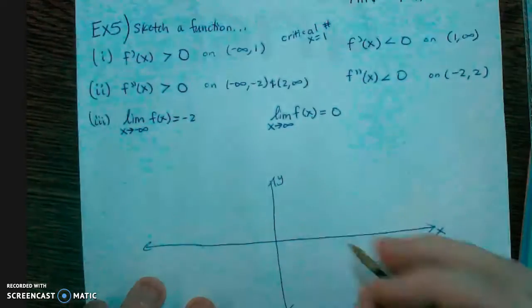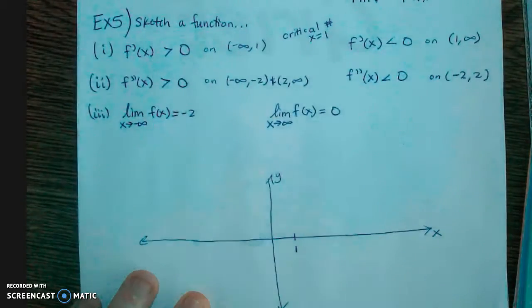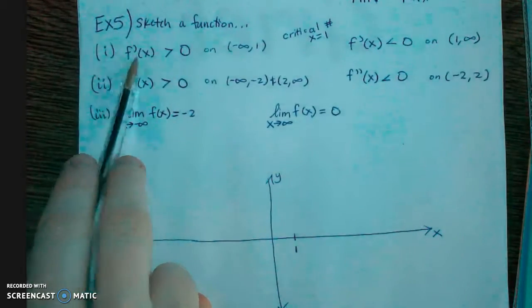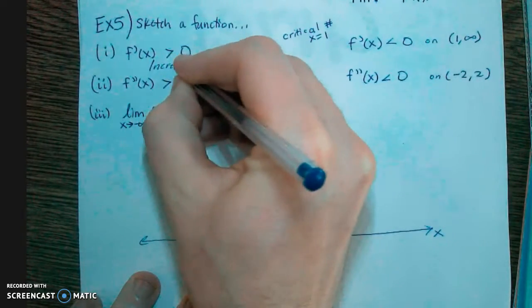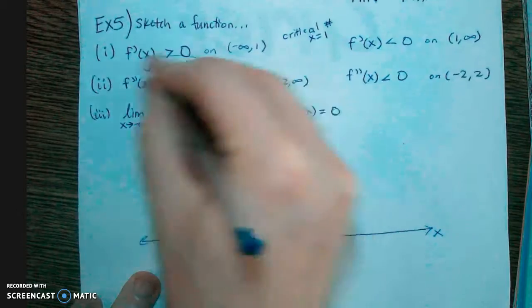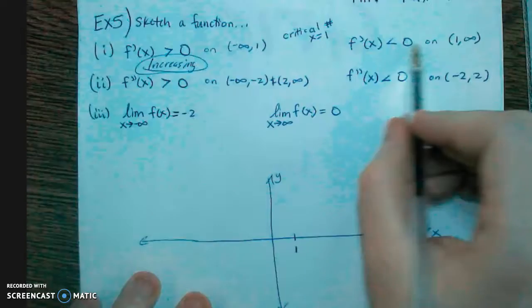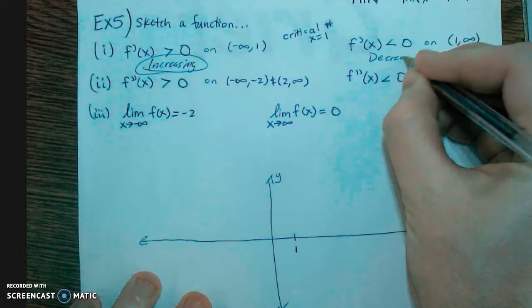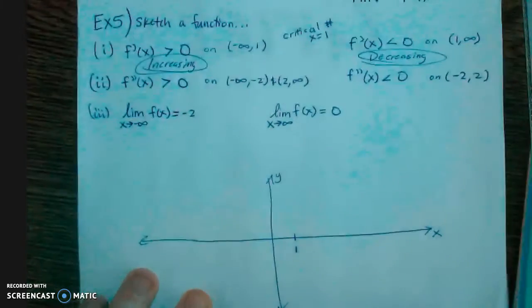So we can go ahead and put a dash at 1 on our x-axis. Something's going to happen there. And it's saying that it's positive on that interval, so that would mean increasing. If the first derivative is positive, then it's increasing there. And it's negative on this interval, so that would be decreasing. So if the first derivative is negative, then the function is decreasing.